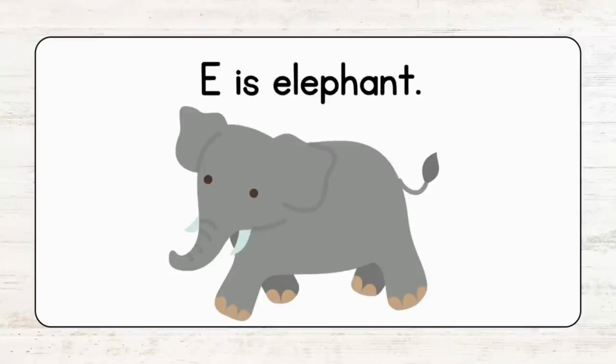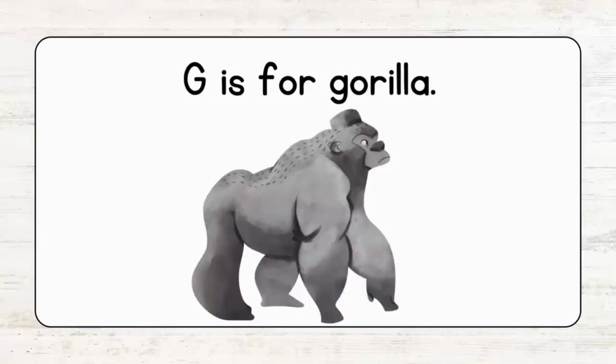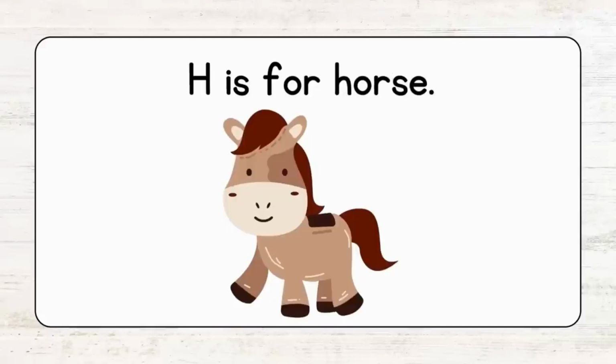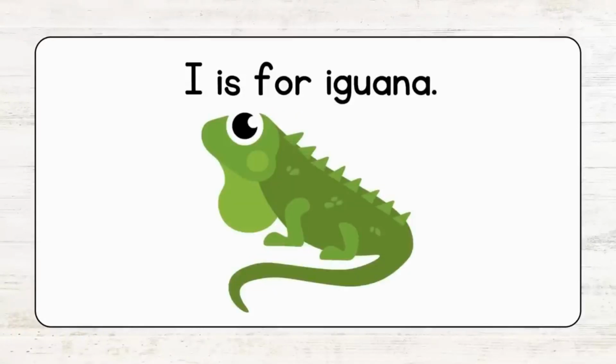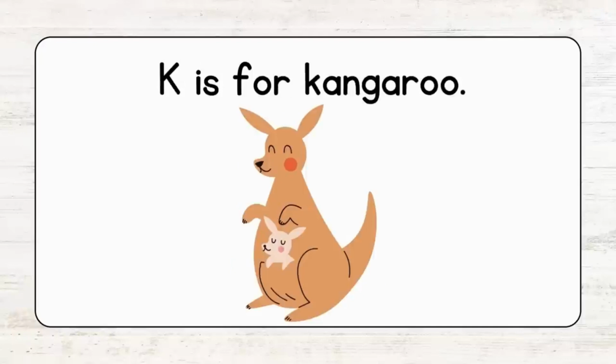E is for elephant. E, can you say E? F is for fish. F. Can you say F? G is for gorilla. G. Can you say G? H is for horse. H. Can you say H? I is for iguana. I. Can you say I? J is for jellyfish. J. Can you say J? K is for kangaroo. K. Can you say K?